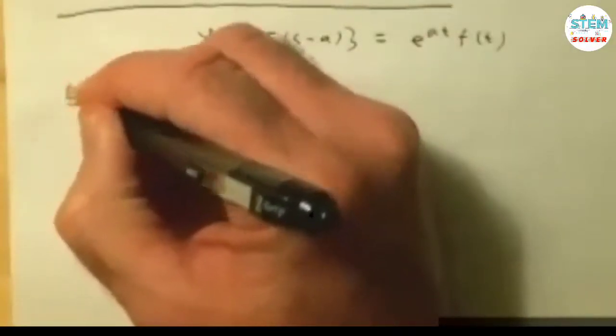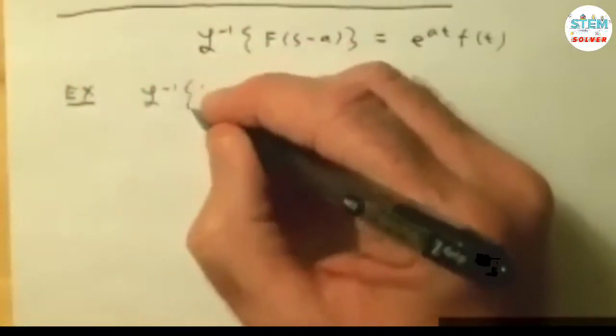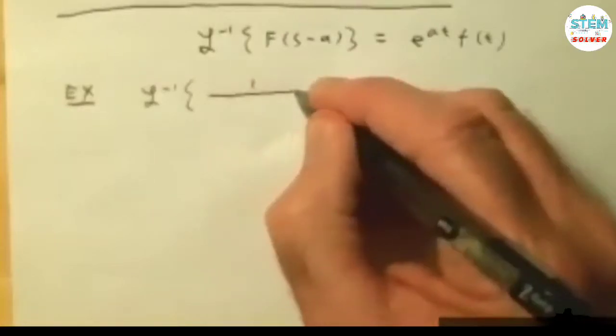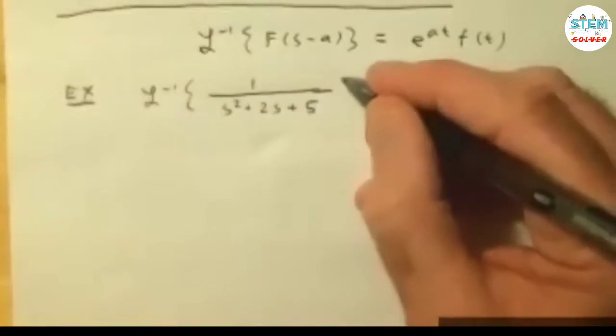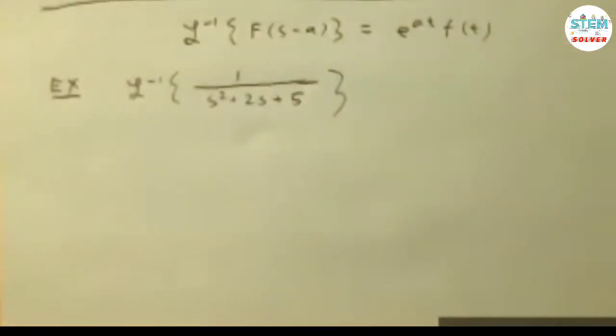So, for example, let's say you want to find the inverse Laplace transform of 1 over s squared plus 2s plus 5. Okay, so if you think about this, what we normally would do is try to factor that, right? And then use partial fractions, etc. But this does not factor, at least not easily, right? Most anything factors, but not easily.